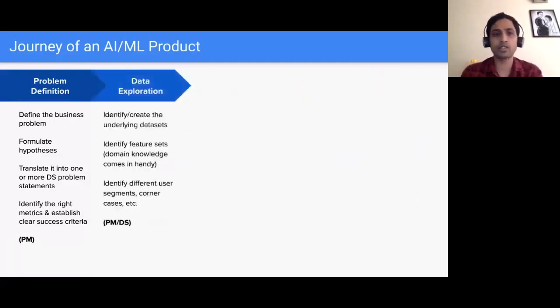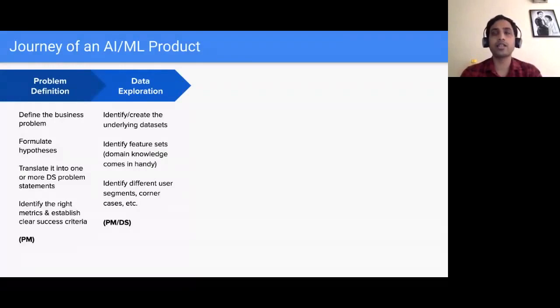The second part of the process of building an AML product is the data exploration stage. And this is a shared exercise between a product manager and a data scientist, where, given we've defined the data science problem, we identify how to solve it. What are the data sets that we need to use? What are the data signals that we need to use? How do we transform the data? How do we take care of data anomalies, missing data, and all of those cases?